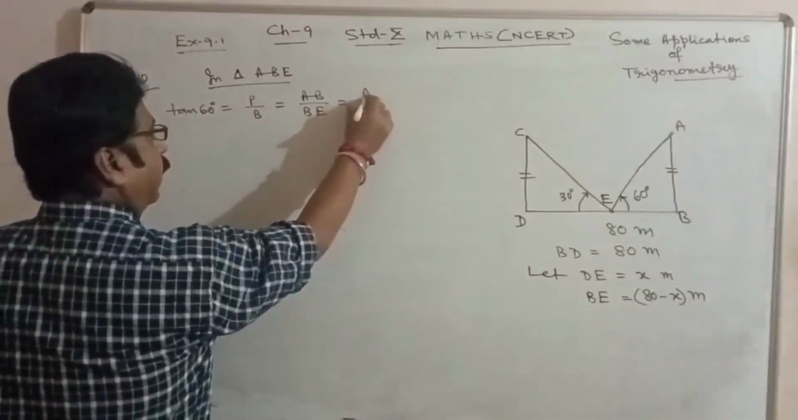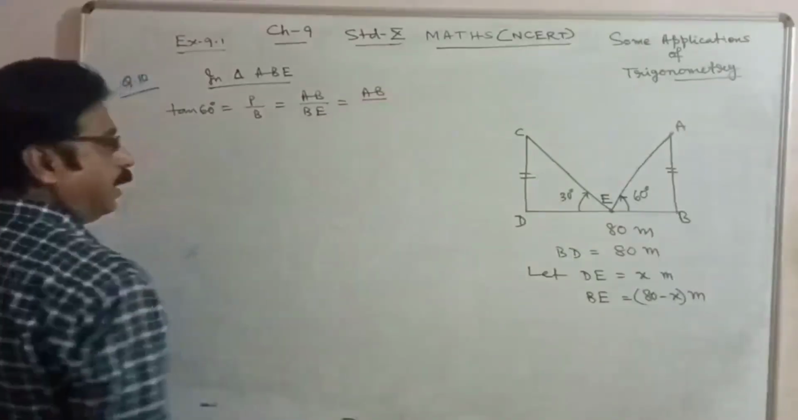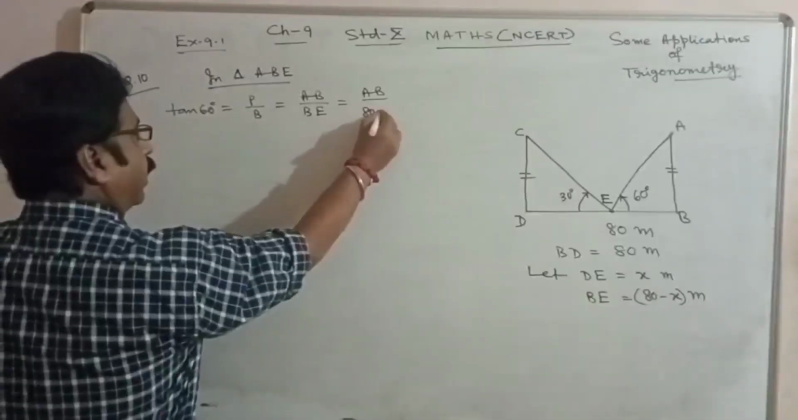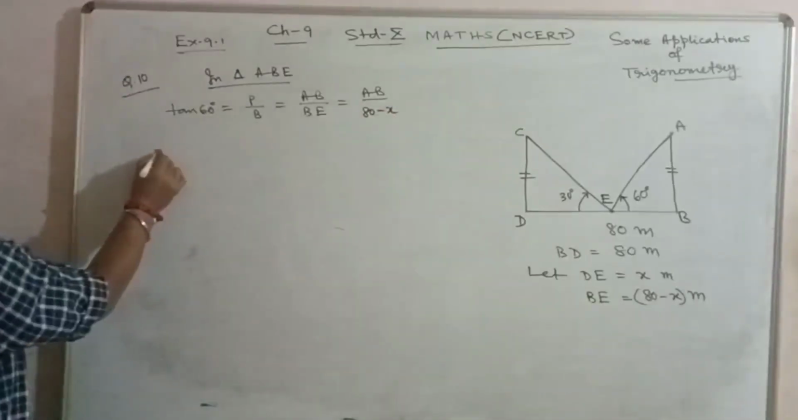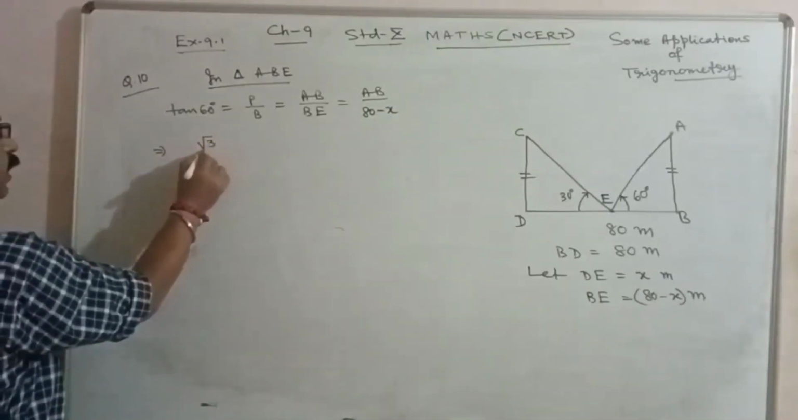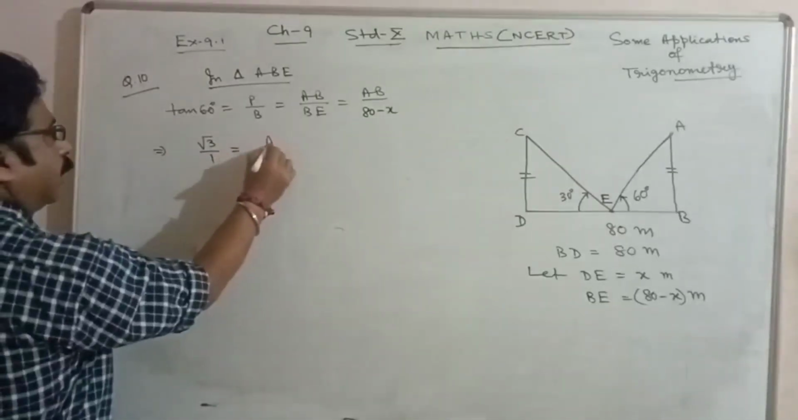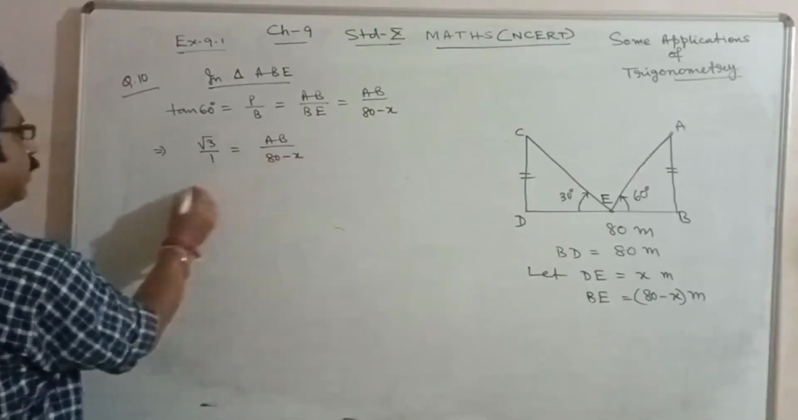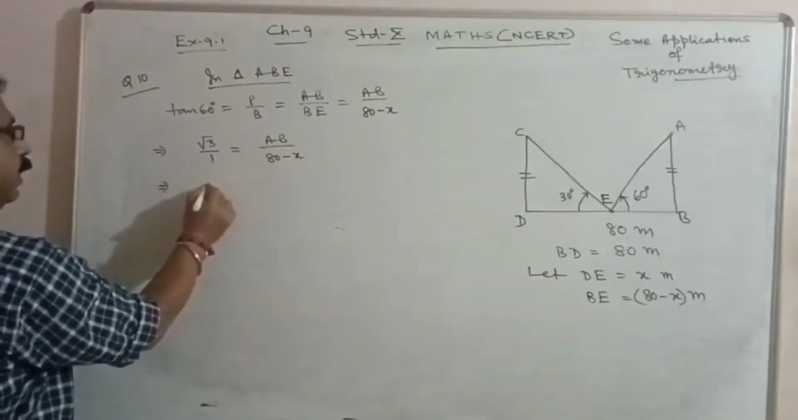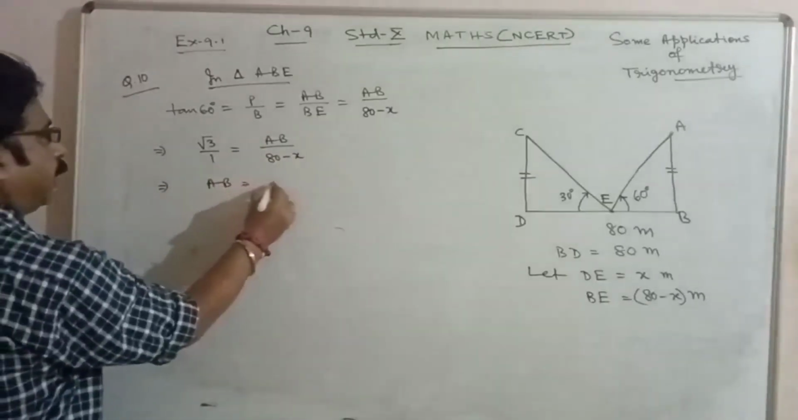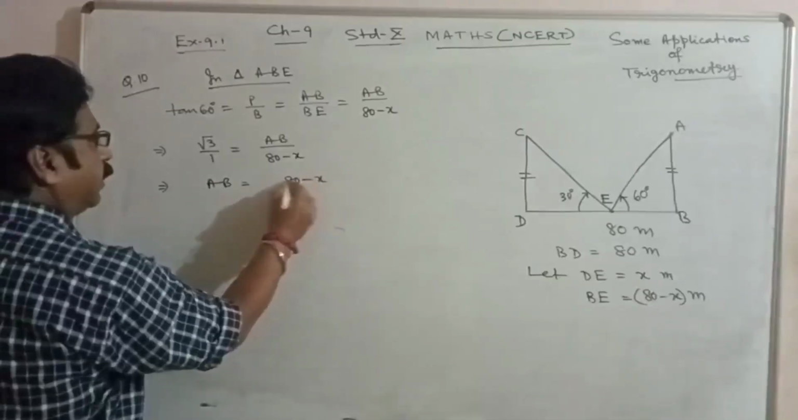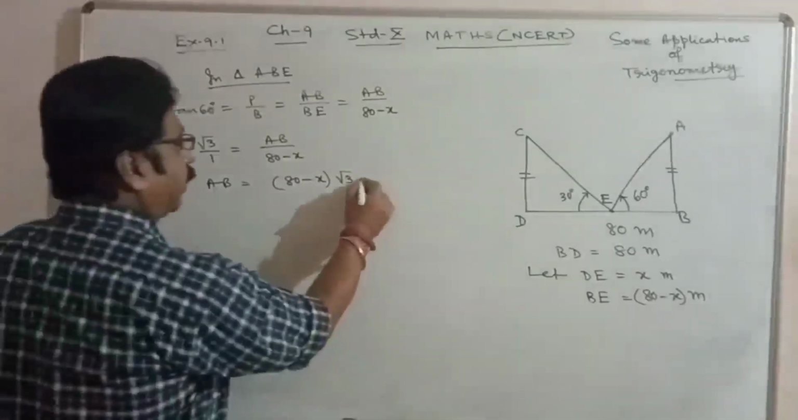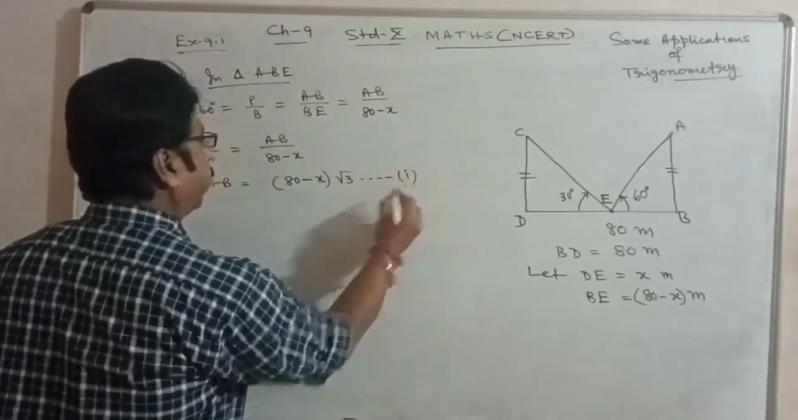We can write AB. In place of BE, write 80 minus x. Tan 60 means root 3. Write root 3 upon 1 equals AB upon 80 minus x. Cross multiplication, AB into 1 is AB, here 80 minus x into root 3. Suppose this is equation 1.